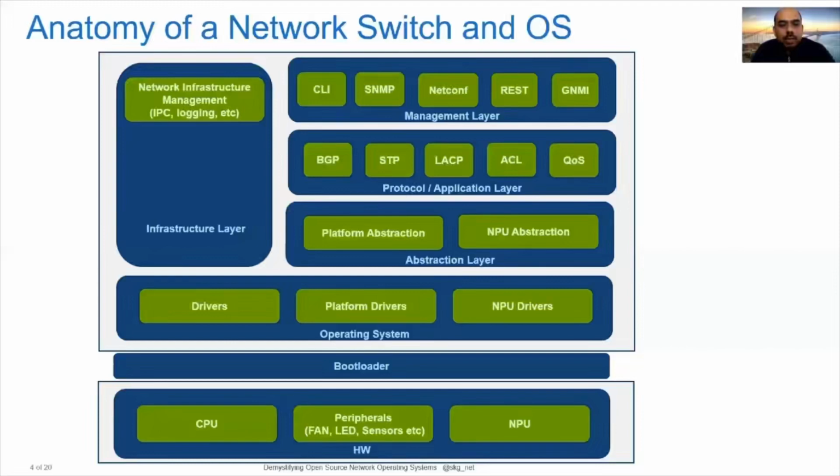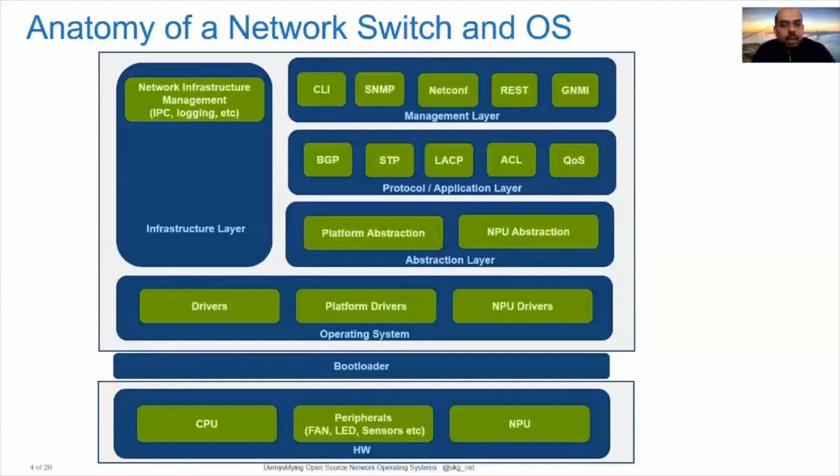It has a CPU, peripherals like fan, power supply, and everything, and then your NPU and switch ASICs, which provide the I/O for the packets. On top of that, what you have is a bootloader to boot your network operating system. On top of that, what you see is your network operating system itself, your traditional OS. So typically they use Linux or NetBSD as a traditional operating system.